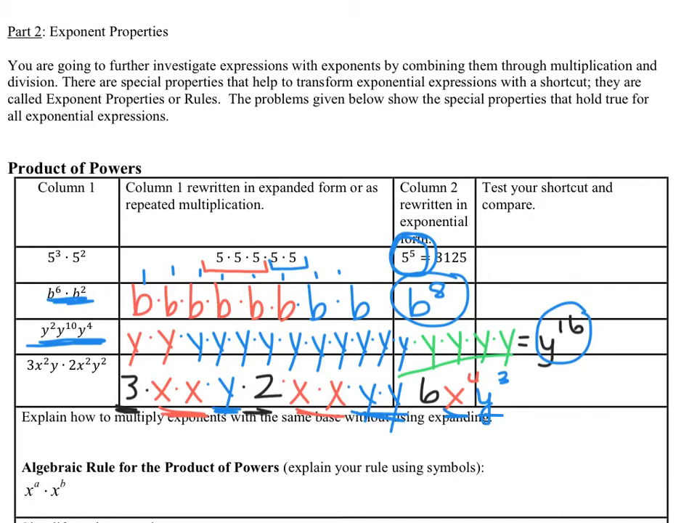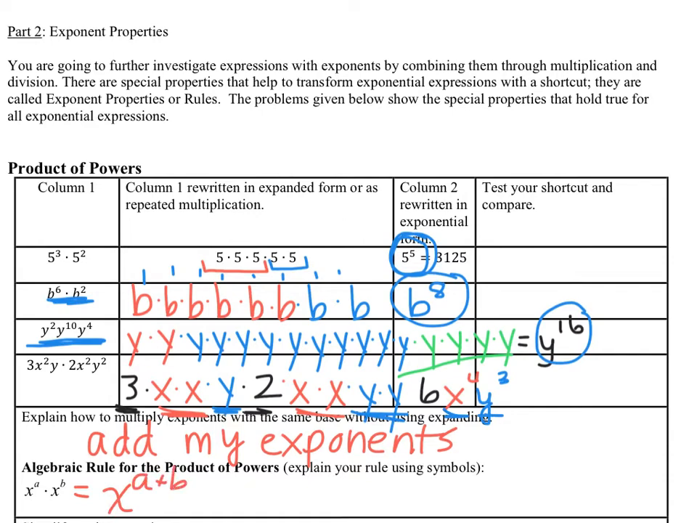So the shortcut that I'm noticing is that I'm going to add my exponents to get my final answer. So when I'm multiplying two powers together, I'm actually adding the exponents to get my final answer. So if I have x to the a times x to the b, that's really going to be x to the a plus b. I'm going to add a and b together.